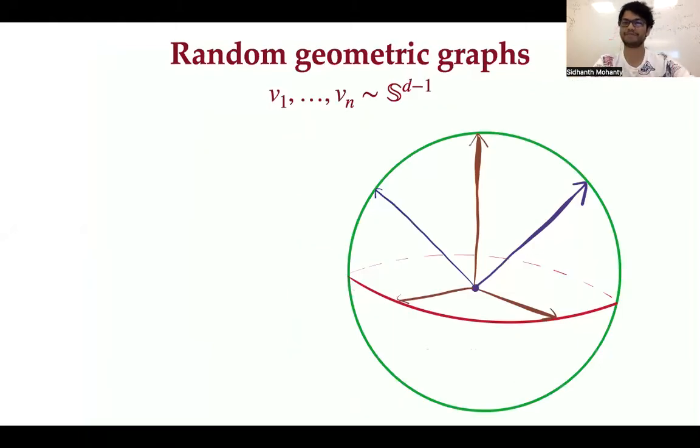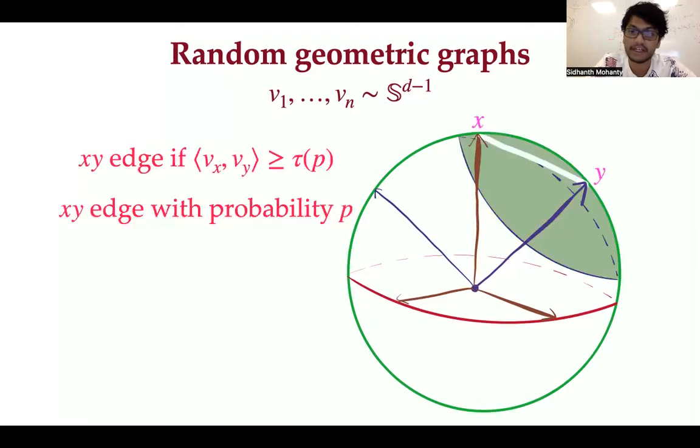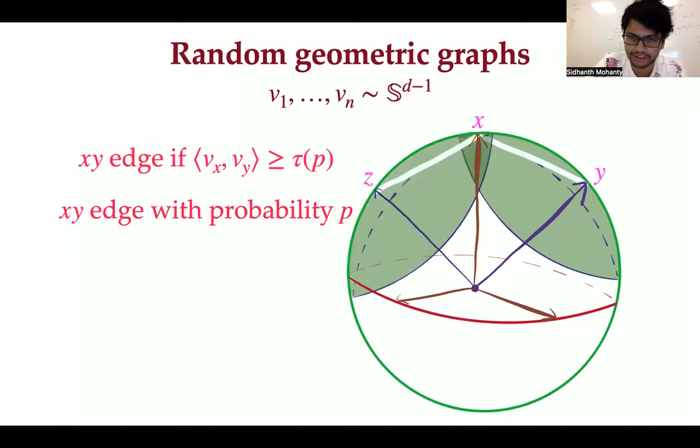So let's first talk about the model of random geometric graphs. So you have n vectors, which we're going to denote v1, v2, up to vn, which are sampled independently and uniformly at random from the surface of the d-dimensional unit sphere. And each vector is identified with a vertex in the random graph that we're drawing. And we connect vertices x and y with an edge if they're sufficiently close, where sufficiently close is articulated by the inner product vx dot vy exceeding tau of p. And the threshold tau of p is chosen so that an edge exists between x and y with probability p. So here you see how xy is an edge and xz is also an edge.